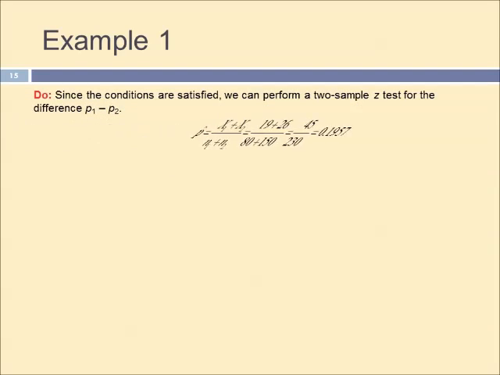We'll use a two-sample z-test. So we take the pooled numbers here, the number of successes in both samples, and we add them, 19 plus 26, and the number of observations in each sample, and we add those, 80 plus 150. We get 45 over 230. So our pooled estimate for the population proportion is 0.1957.